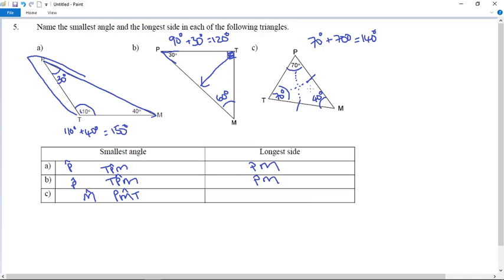Now, which is the longest side? Here the problem is the longest side is opposite the largest angle, but these two angles are equal. So this side here is long, okay? Can you see this side here? And this side here is long. So we can say TM is the same length as PM. So TM equals PM, and they are the longest side. And there we go, this question has now been answered.